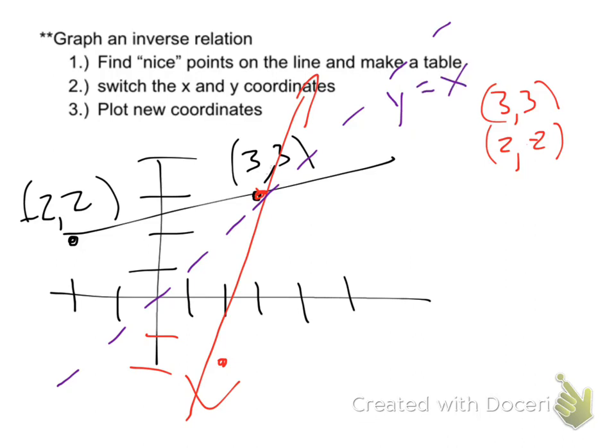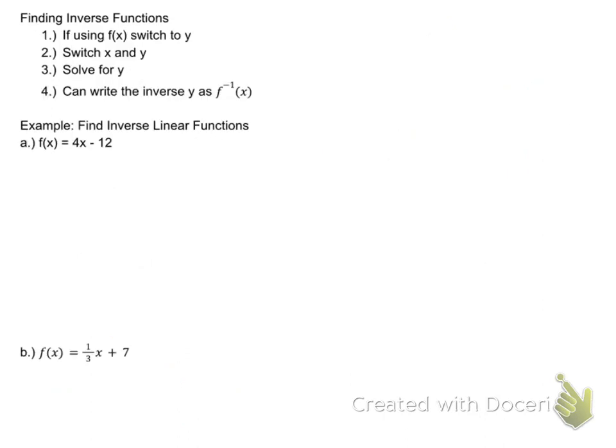And that y equals x line, where y would equal x, like 3, 3, actually is reflected. So these are reflections of each other about this line. Like there's a mirror here. You could fold this graph in half and they would actually overlap there. So that's how you can take a graph, find nice points, switch them, and plot the new ones.